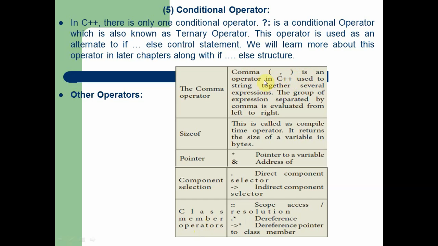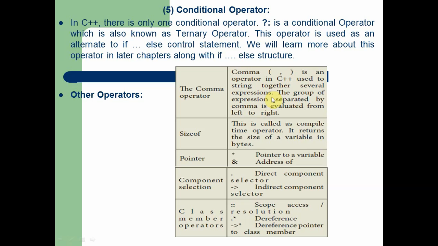For example, comma is an operator in C++ used to string together several expressions. The comma operator is used to combine many expressions, and the group of expressions separated by commas is evaluated from left to right. So this is the function of comma. Next one is sizeof. This operator returns the size of a variable in bytes. For example, if you declare any variable and you want to know its exact memory size, you can use the sizeof operator.